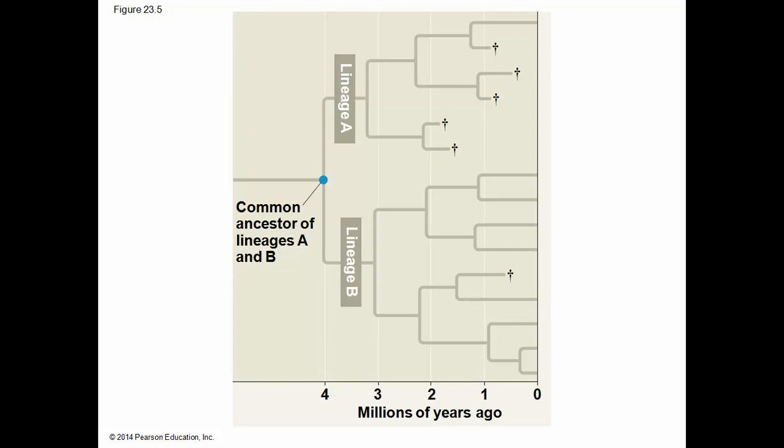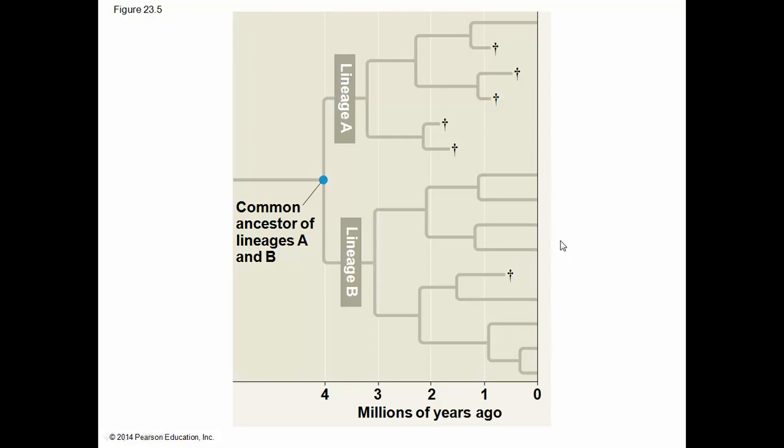Okay, so here's an example. Here's a phylogeny, lineage A and lineage B. Lineage A has numerous extinction events before the present. Only one species of that lineage is surviving today. And lineage B shows a greater success rate. This is more adapted to environmental conditions. Only one species went extinct, and all these other species adapted and survived.